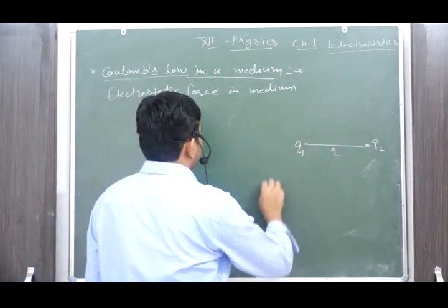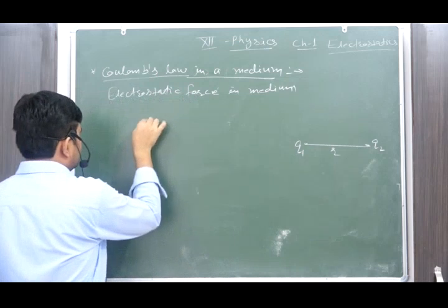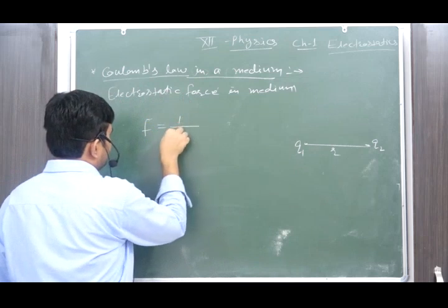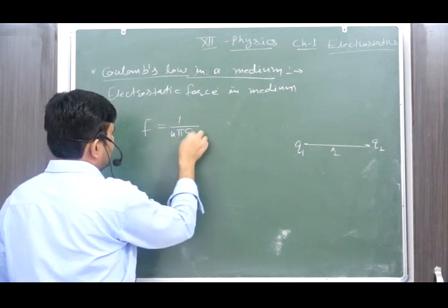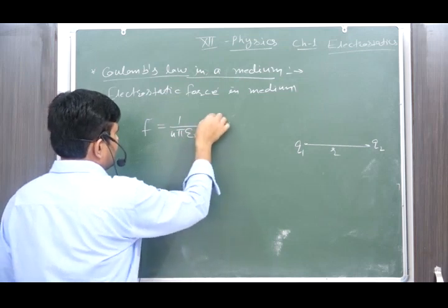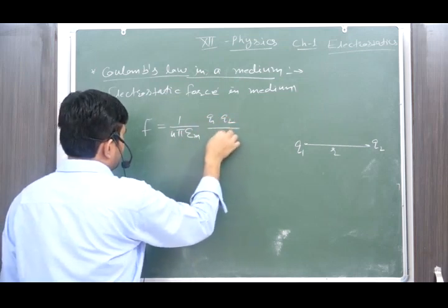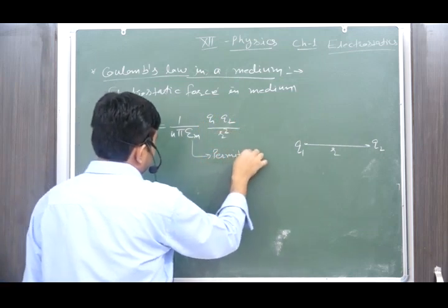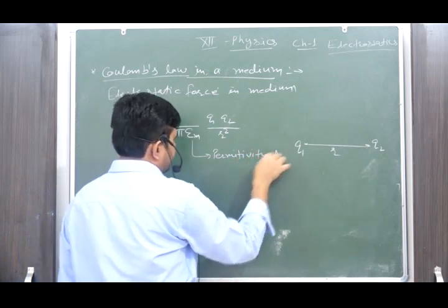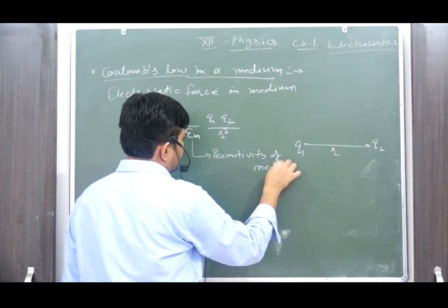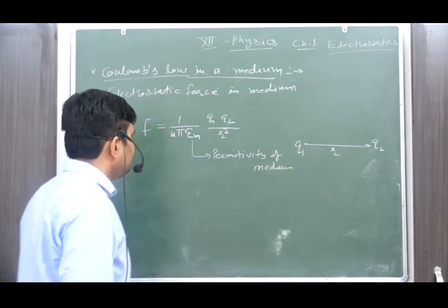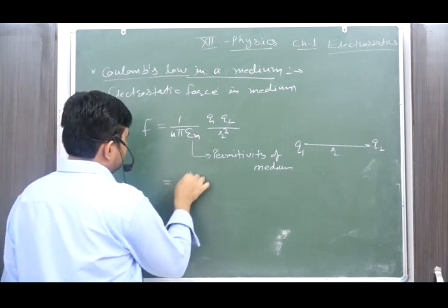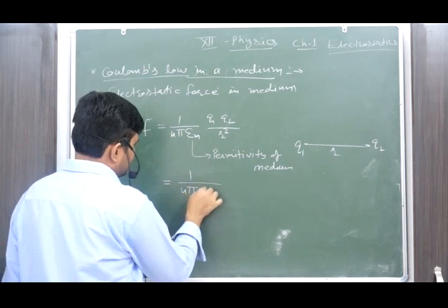It means in this case the medium has changed, that's why the formulation is F equal to 1 upon 4 pi epsilon m, q1 q2 upon r square. In place of epsilon naught, we use epsilon m, which is again the permittivity of the medium. Clear?